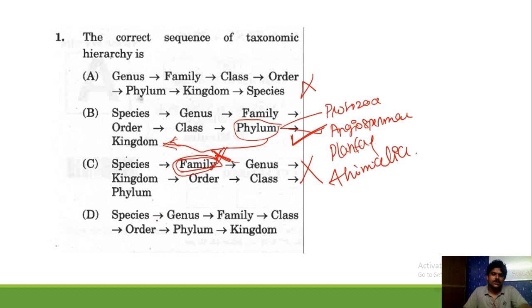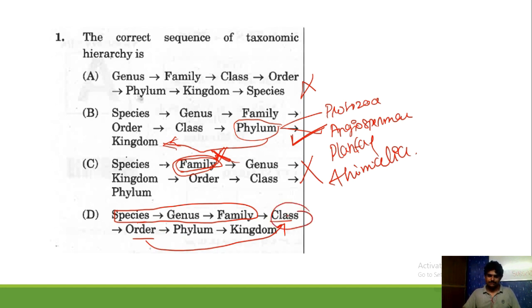But here option D is slightly confusing for you. Once you see these options, it looks right, but here only one thing is replaced: the order should be in the place of class and the class in the place of order. So this misplacement has created the mistake.